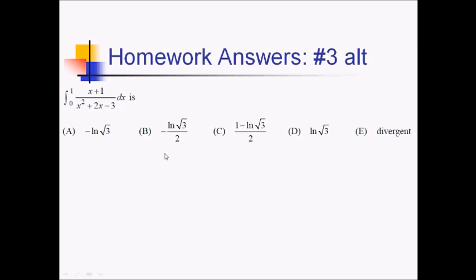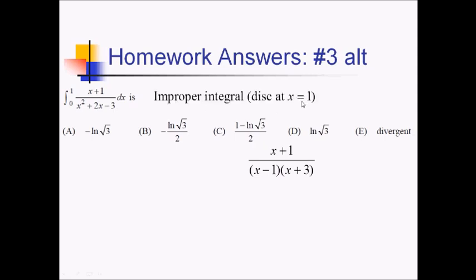Now, for those of you who checked out my solution to this problem and didn't do it the way I did it, used partial fractions instead, well, this one's for you. So I still factored this thing, and I realized that I had that discontinuity at x equals 1, so I need to set this up as a limit. Same limit as my other solution: b approaches 1 from the left, 0 to b of all that.